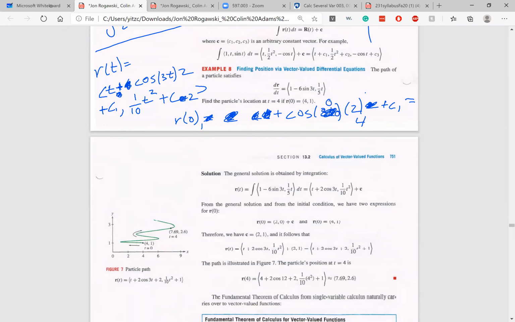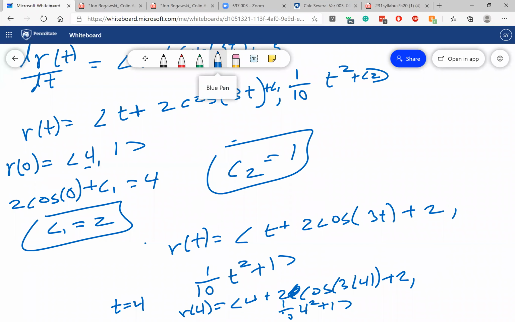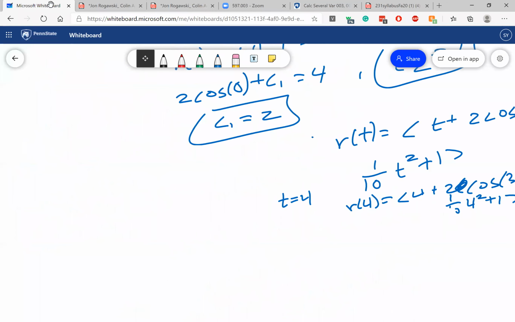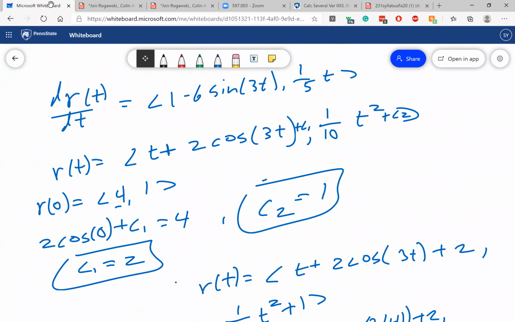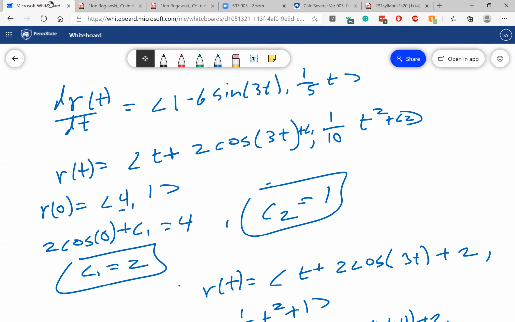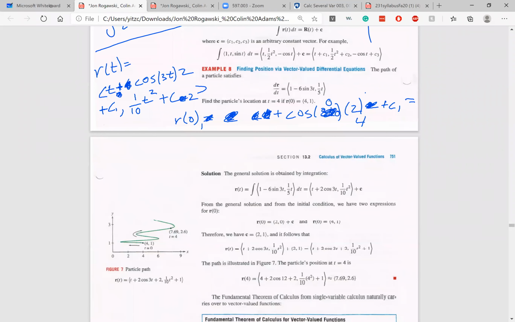Can you explain again how you got C2 is equal to 1? Yeah, so for C2, r of 0 is equal to (4, 1). You plug in 0 for your t, and this is 1 over 10 t squared plus C2, and this is equal to 1. But this is 0 because your t is 0, so your C2 is equal to 1. Okay, that makes sense. Thank you. Okay, so plus 1.